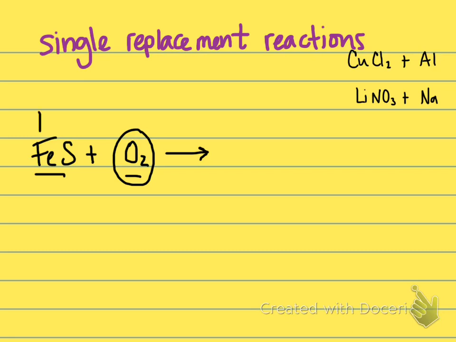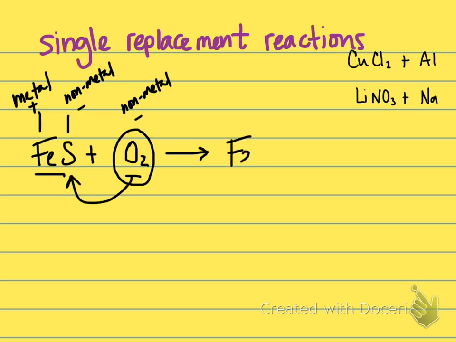Iron is a metal. It forms a cation. Sulfur is a nonmetal. It forms an anion. Which of these things could oxygen replace? Well, what do we know about oxygen? It's a nonmetal that forms an anion. There's no way oxygen can replace iron. Oxygen can only replace the sulfur. So what product could we possibly get? Well, we could get iron oxide and free sulfur.